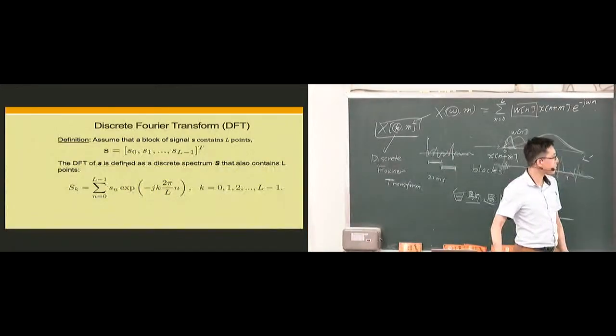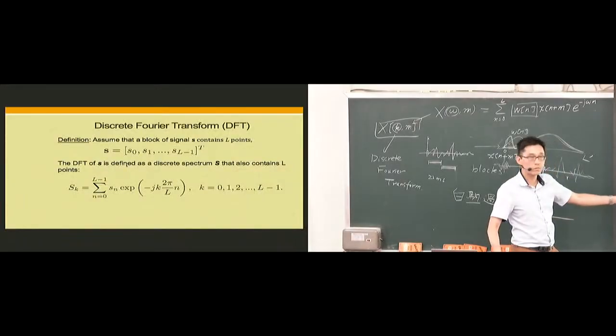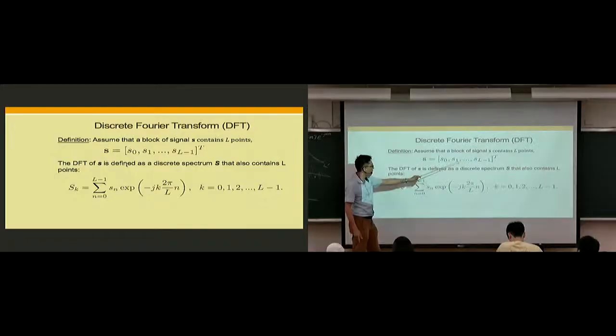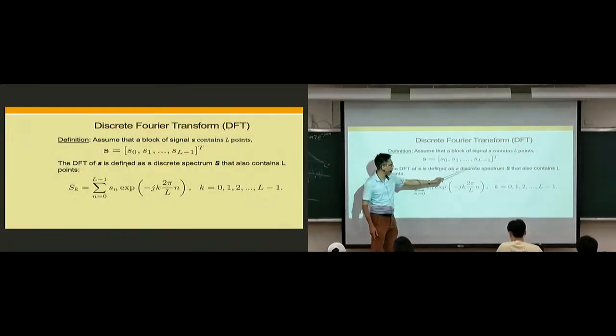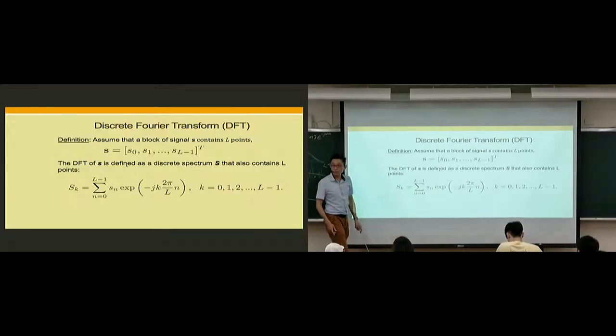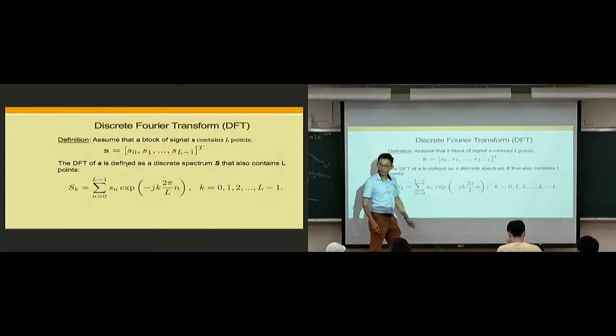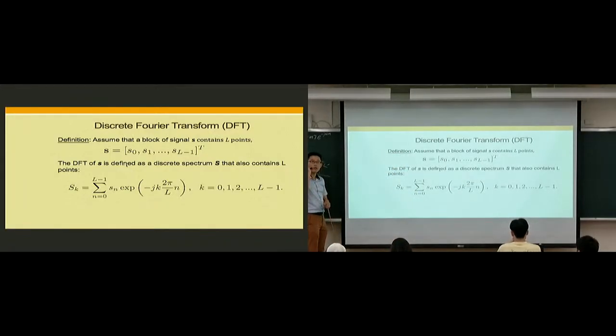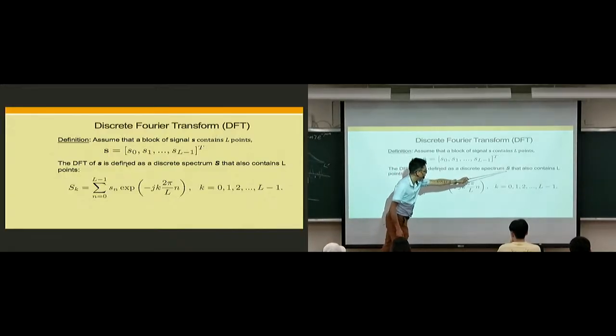By the way, this is my handout, so the notation might differ from the textbook, but the idea is the same. Here I'm denoting the block as a column vector, S0 to S(L minus 1), an L-dimensional vector, transposed. So far, so good. Now we define the DFT, the discrete Fourier transform, as a discrete spectrum denoted as big X, bold font, which also contains L points under this equation.